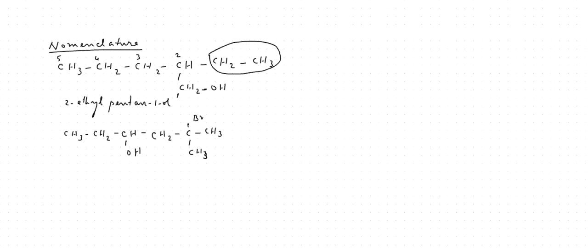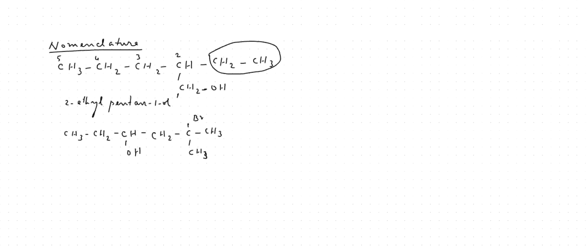Now I want to number. While numbering, you would normally start from a terminal, but the OH group is found in the middle. In this case, the carbon containing the OH group can be considered as a terminal because you need not run like this, 1, 2, 3, 4, 5, 6. You need not run like this. I have to start from here because it's a chain.